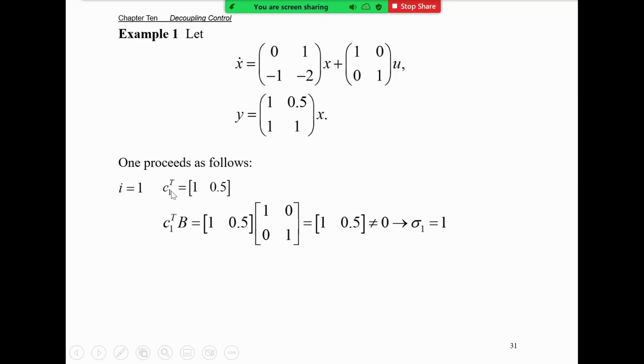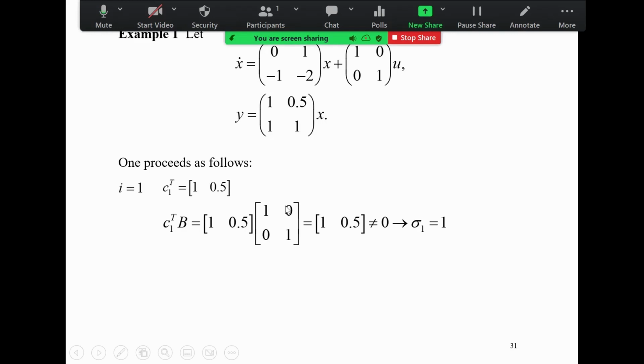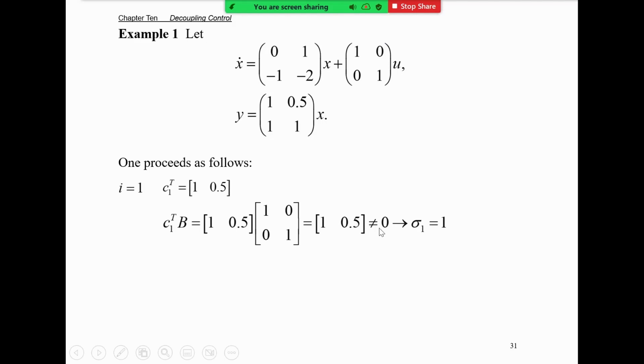Then you first compute C times B. This one times B, you get a vector. Clearly, this vector is not 0. So if this C times B is not 0, the first coefficient is not 0, then you get, okay, the relative degree is 1. Is that clear? Any questions?